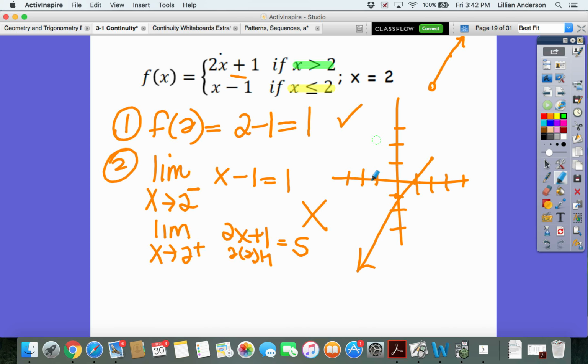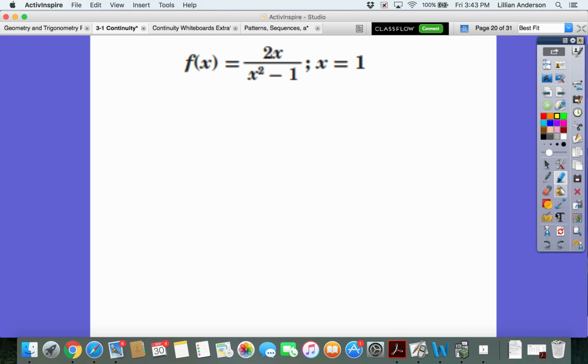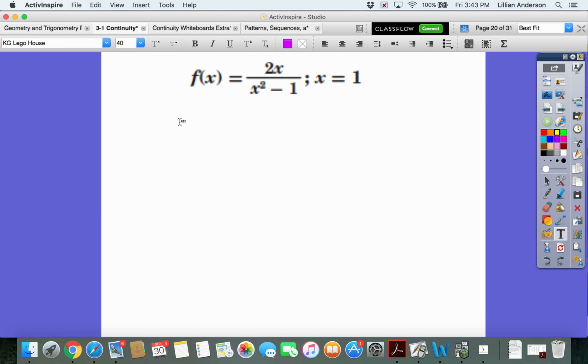And this right here is just a quick sketch of what this piecewise function looks like. Even though we haven't spent time on piecewise functions and learning how to graph them, you're really going to have to know algebraically how to do this. It's still there. So in this one, we didn't do this one in class, but we can still go about it the same way. So criterion 1 says that f of 1 has to be defined.